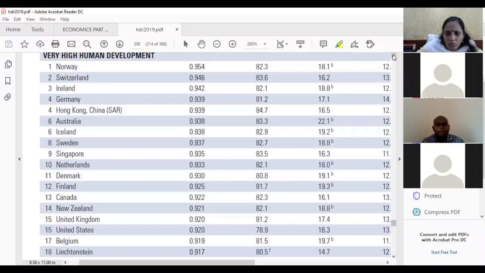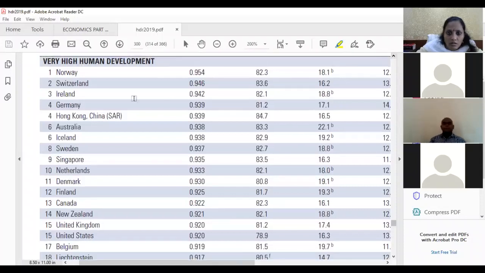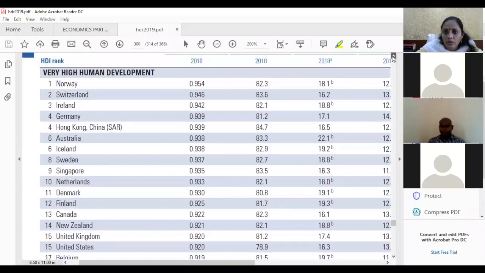And is there a country more than that? You can see here Hong Kong 84.7. So which is why we said there are other countries which are now performing slightly better than Japan. That's one of the data.